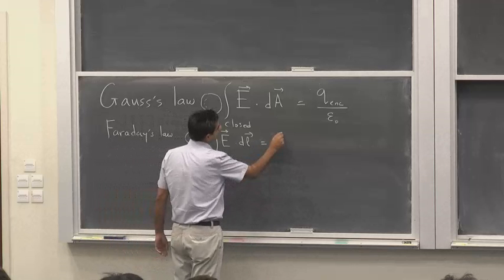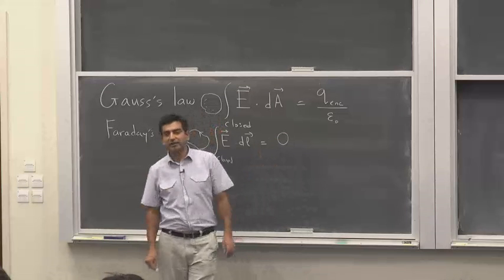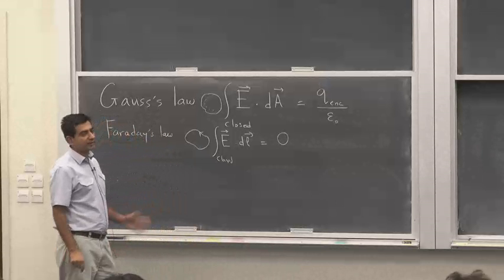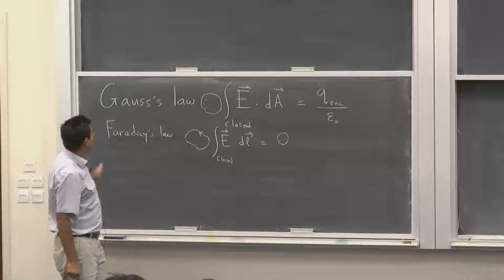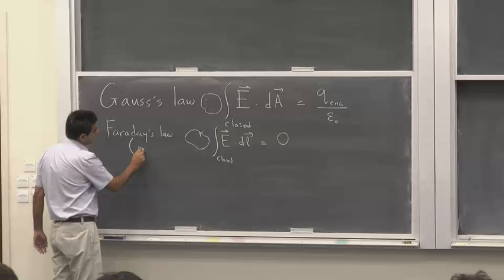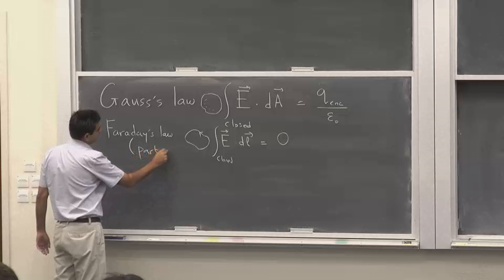This equals 0 because the electric field has to be conservative, it's path independent, energy has to be conserved. So this is a partial form of Faraday's law, and I would like to emphasize this by writing the word partial here.